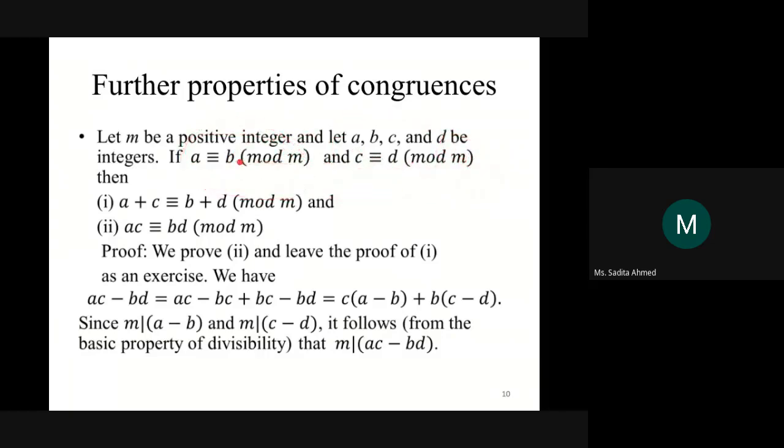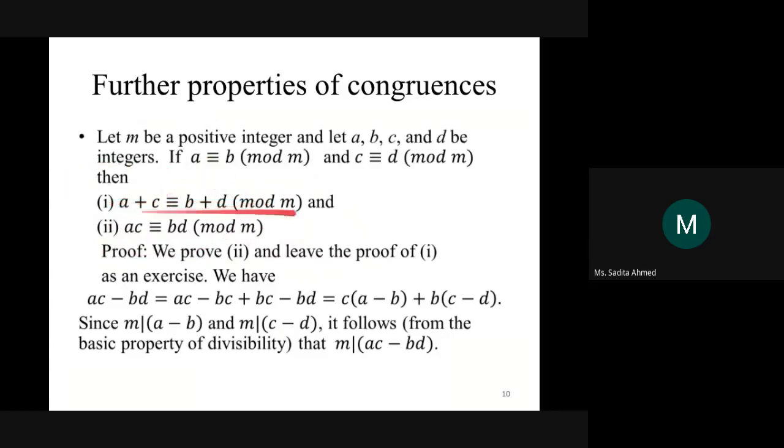So in that case, if A is congruent to B mod m and C is congruent to D mod the same number m, in that case, we can add up the left-hand side, and that number will be congruent to the summation of the right-hand side, B plus D mod m. And also, we can say that the product of the left-hand side, AC, is congruent to the product of the right-hand side, BD mod m. Okay, and there are also special cases which are modifications on these properties, generic cases.